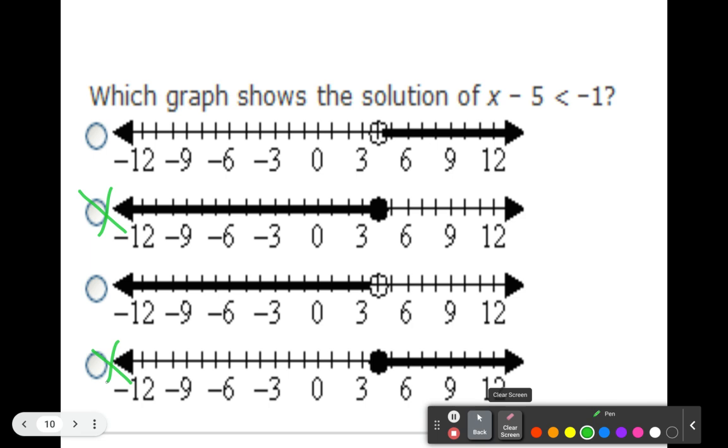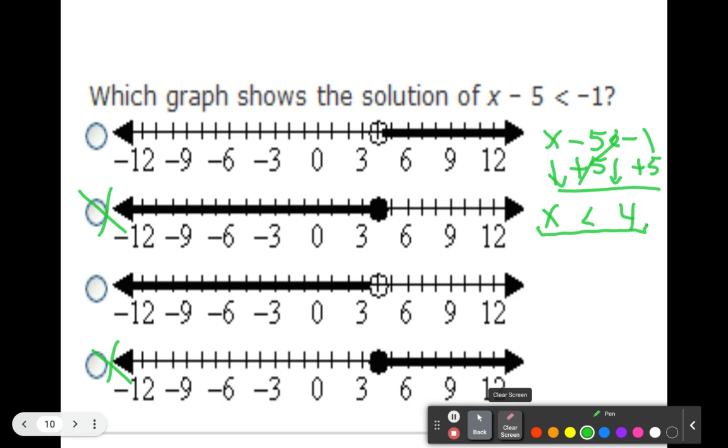So now let's solve for x. 5 is being subtracted, so we're going to add 5 to both sides. Bring down your x. These two cancel. Bring down your less than sign. Negative 1 plus 5, they're two different signs, so I have to subtract. 5 minus 1 is 4. Take the sign of the bigger number. So now it reads x is less than 4.